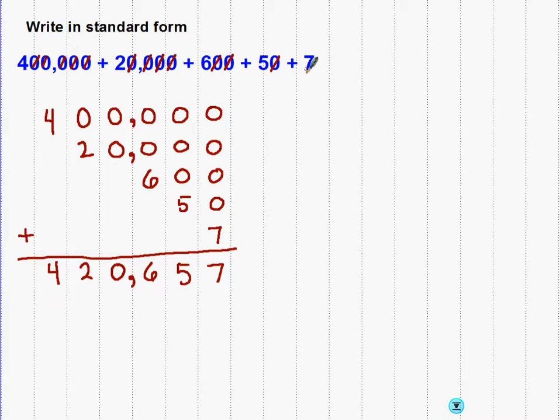So in standard form, this number would be 420,657. And if you recall, this is quite a bit different than what we did when we didn't take the time to write this out. It's definitely worth your time to write it out and then add it up. All right, let's do one more.